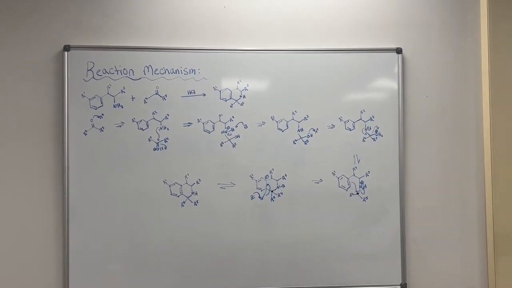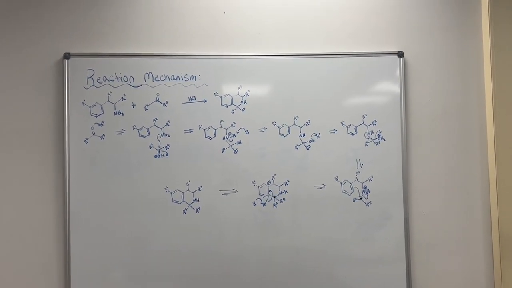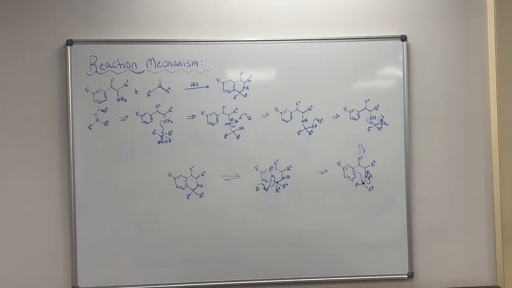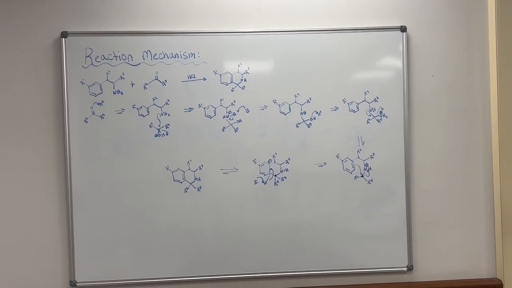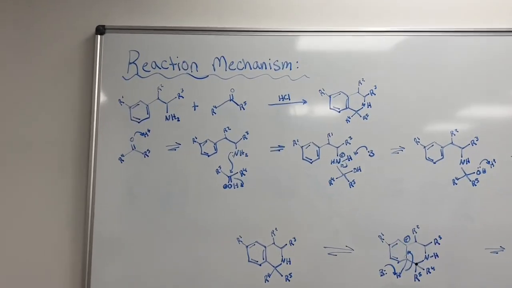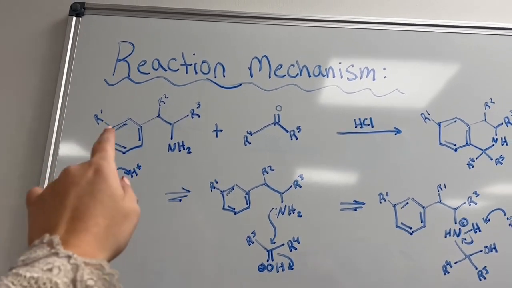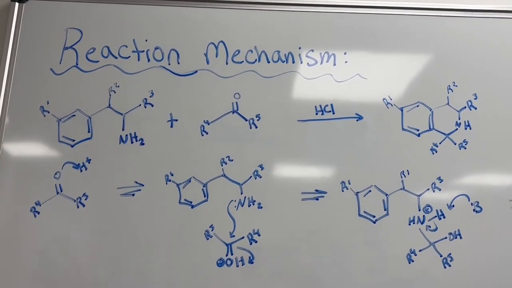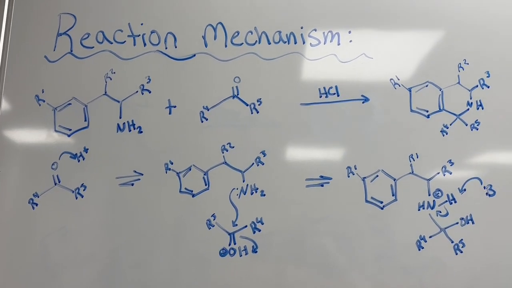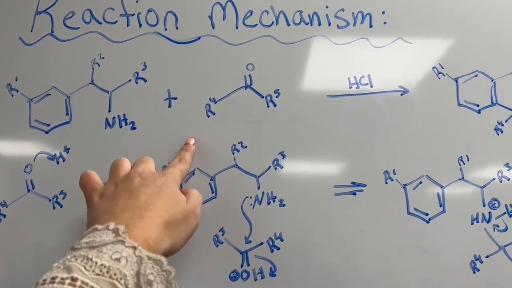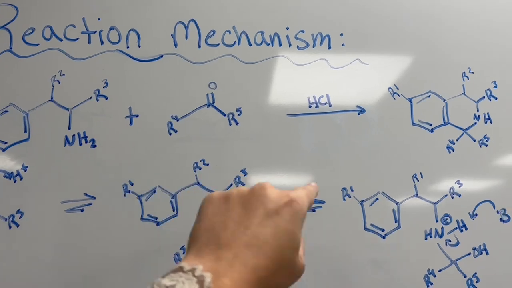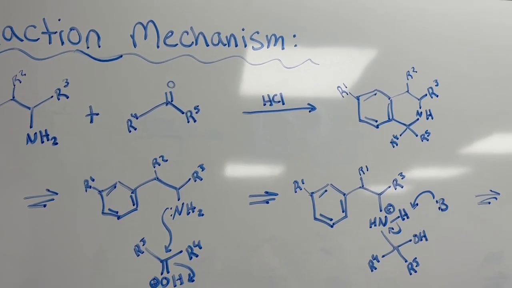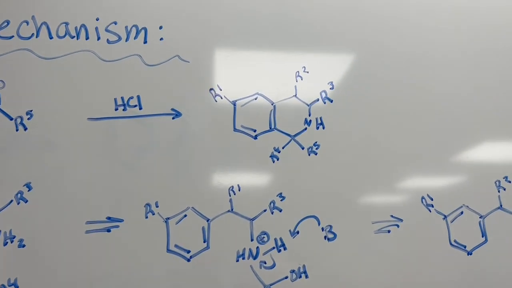Here is an overview of the reaction mechanism for the Pictet-Spengler reaction. If we zoom in up here, this is where everything is substituted. So I just have R1, R2, R3 to show possible groups that can be there. And then here is our carbonyl compound that we need. This is just going to get run in HCl, and then this is our product.